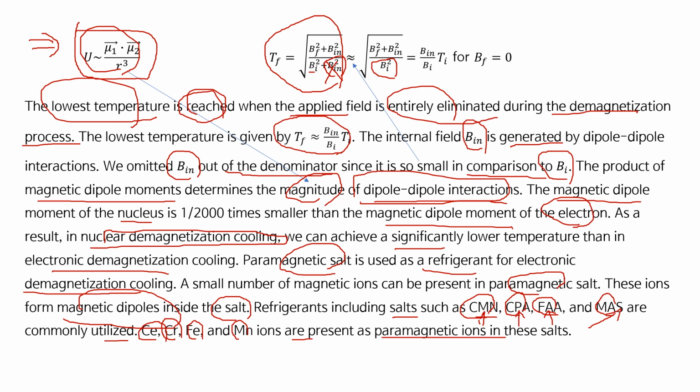The lowest limit of this electronic demagnetization cooling is about a millikelvin, which can be obtained from the dilution refrigerator. So this electronic demagnetization cooling method actually is not used for cooling. Instead, this paramagnetic salt is used for measuring the temperature.